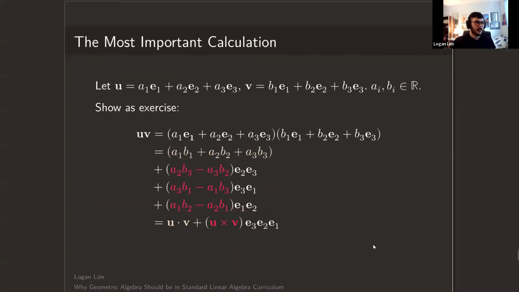So if you want to test your understanding of this subject, here's the most important thing you need to know: this calculation right here. If you could do this, I think you can understand the rest of the subject. So let's say we have 2 vectors, u and v in R3. We just give them these coefficients. If we multiply them, what we get is this big summation, and these sums are part of the bivector basis. If you look at these closely, you'll notice that this is actually the inner product of the 2 vectors in Rn, and this is actually the cross product times e3, e2, and e1.